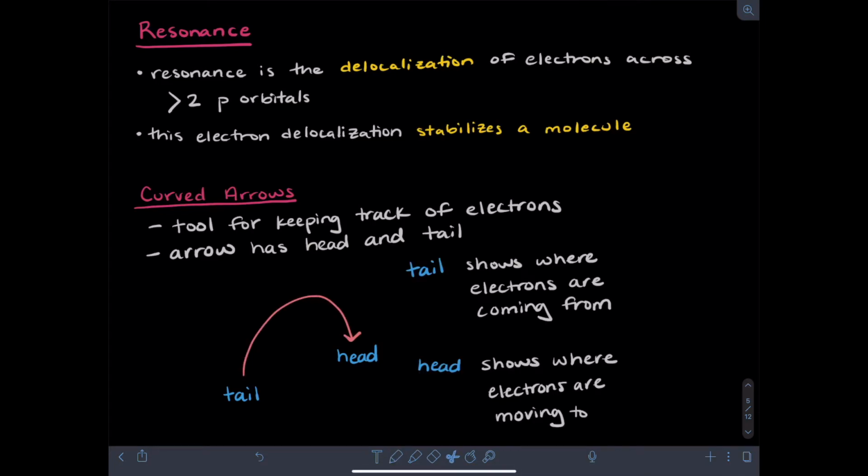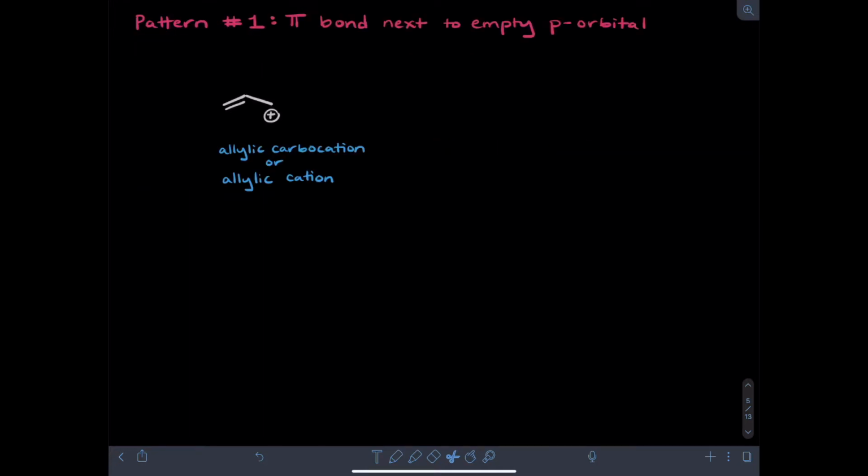You place the tail of the arrow where the electrons are coming from originally, and you'll always place the head of the arrow where the electrons are going to. We're going to have 5 patterns to look out for resonance, and the first one of these is when you have a pi bond next to an empty p orbital.